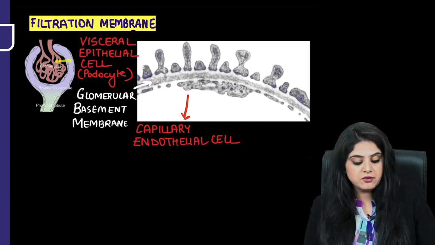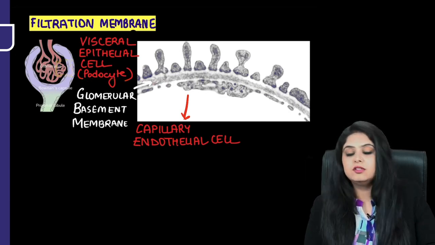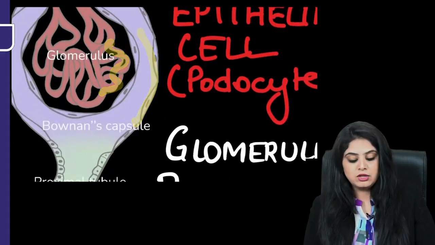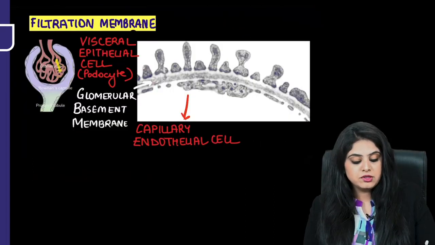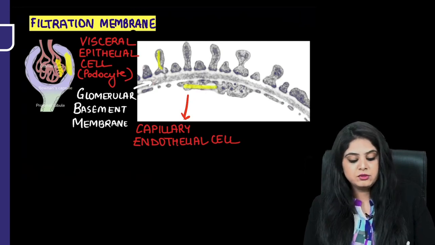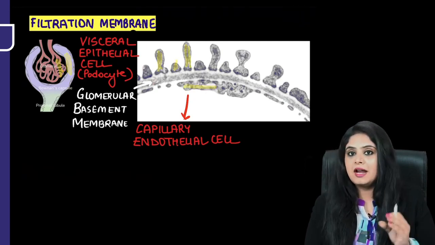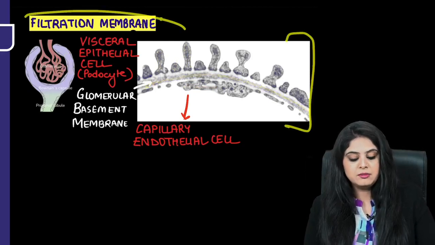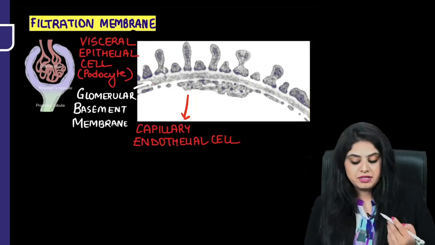So if you look very carefully, this is the area where the urine is filtered. If you can see, this is the blood, this is the Bowman's capsule. So now try to correlate. If this is the blood vessel, this is the capillary endothelium. If this is the Bowman's capsule, these are the podocytes, right? And what is sandwiched between them? The glomerular basement membrane. So all three of them together make up the filtration membrane.